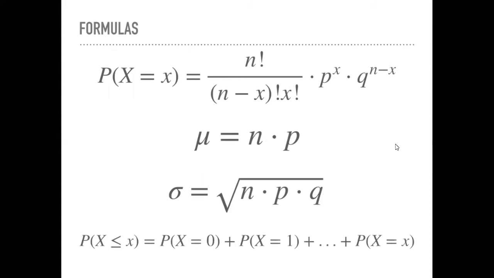Now, if we wanted to find the probability that X was less than or equal to little x, we'd have to find the probability that X equals 0 plus the probability X equals 1 plus all the way up to the probability X equals x. We only have a nice formula for the probability that X equals some number. So if we're looking for the probability X is less than or equal to that, there's quite a few things that we have to find and then add up.